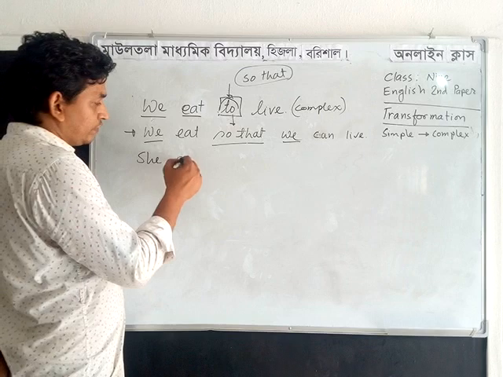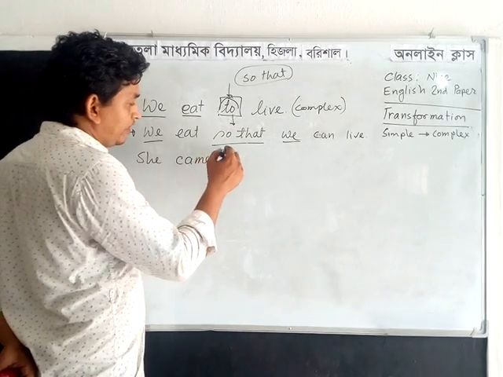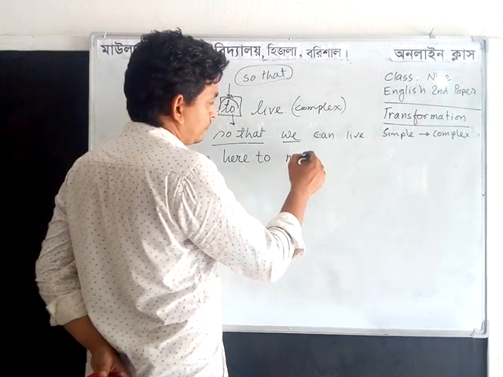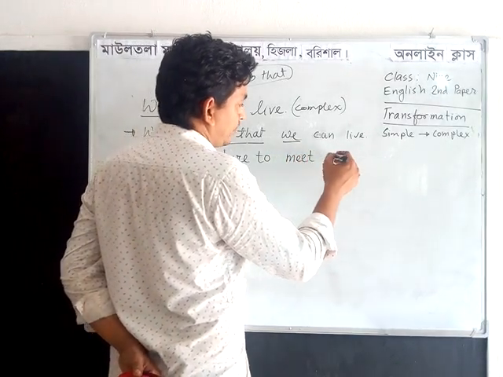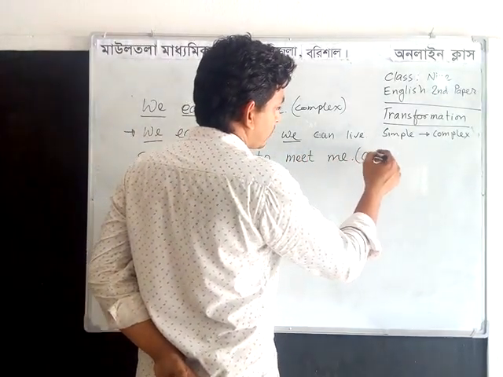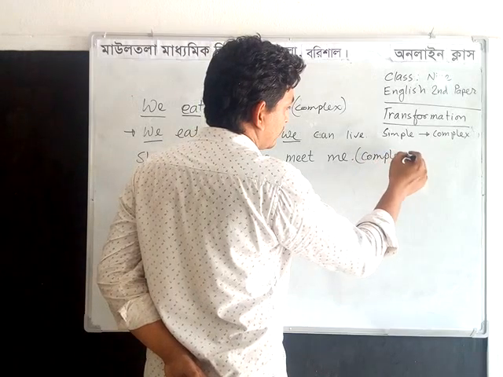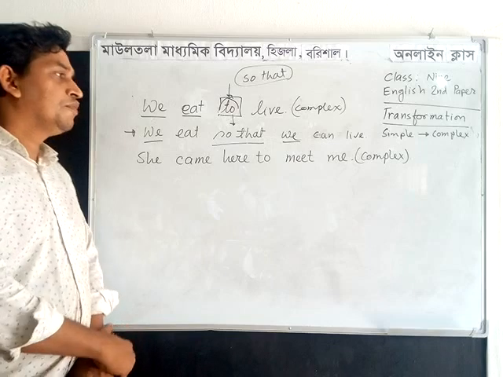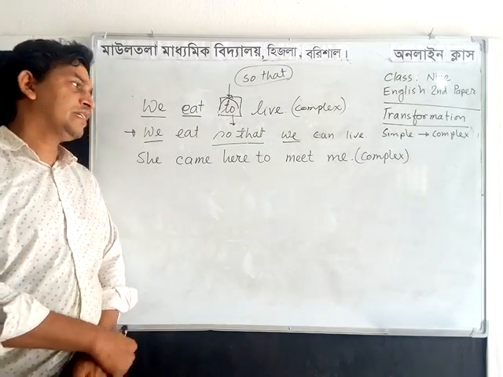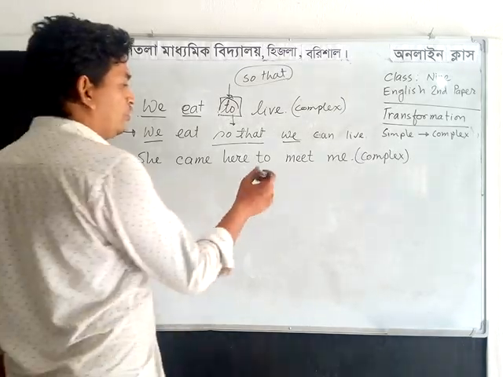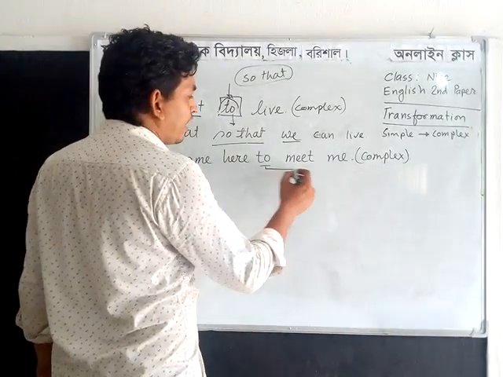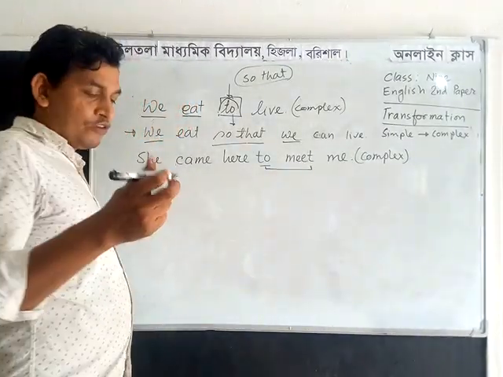She came here to meet me. In this sentence, to is also used as an infinitive form of verb. Here, to meet refers to a non-final verb.